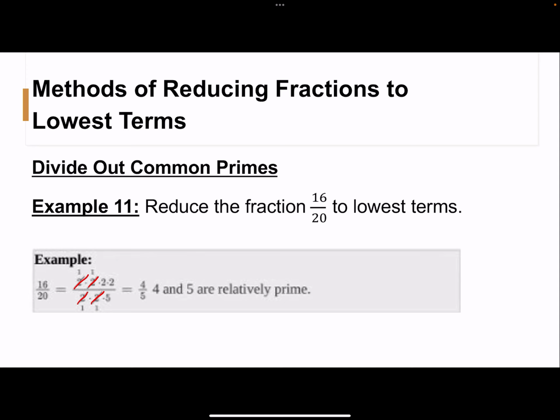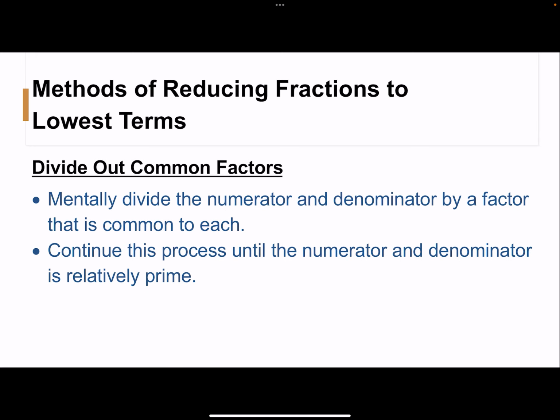Again, anytime you deal with fractions, you want to make sure that they're reduced to lowest terms. The second way is to divide out common factors. This way you're going to mentally divide the numerator and denominator by a factor that is common to each. It's not necessarily the largest or the greatest common factor.